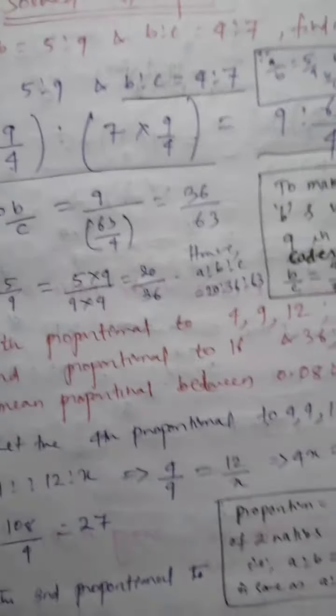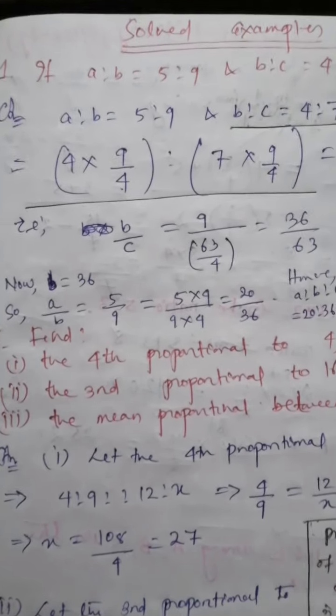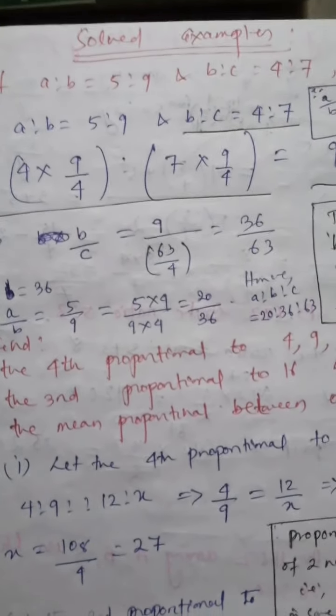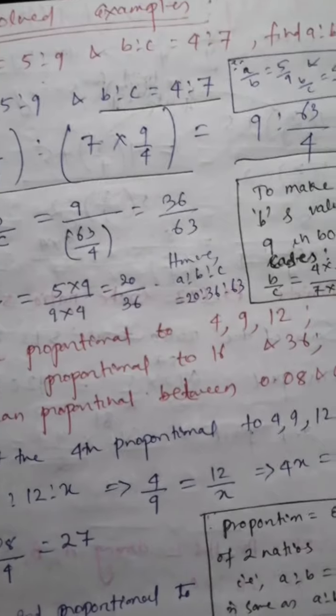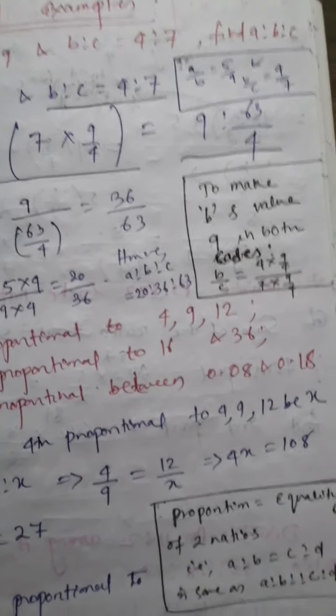Fine. Next we will proceed to the problems. Question number 1: if A is to B equals 5 is to 9 and B is to C equals 4 is to 7, find A is to B is to C.